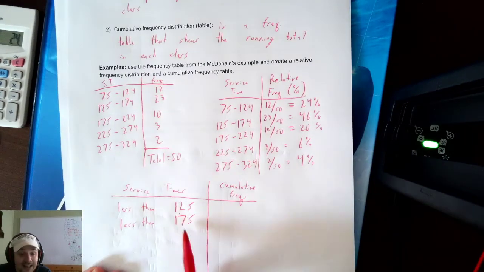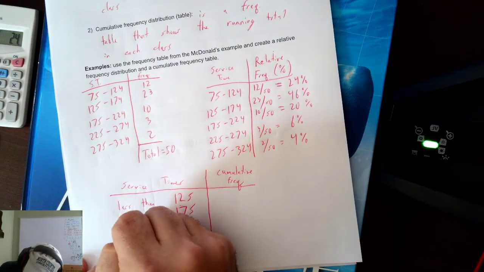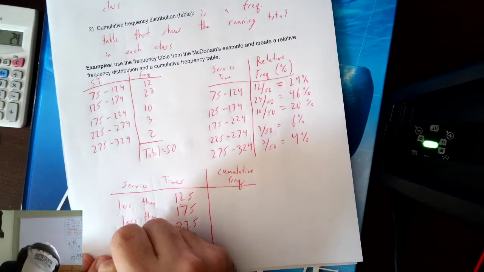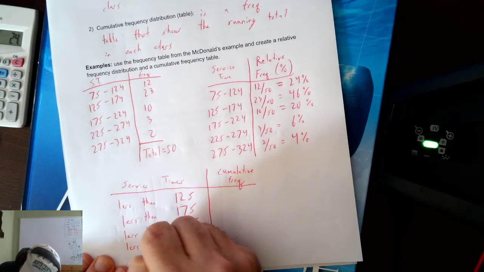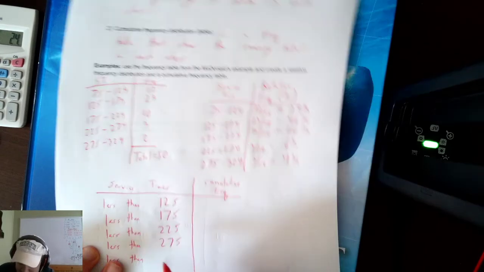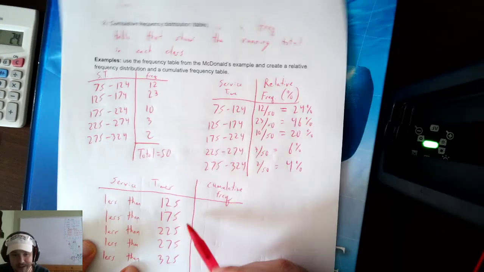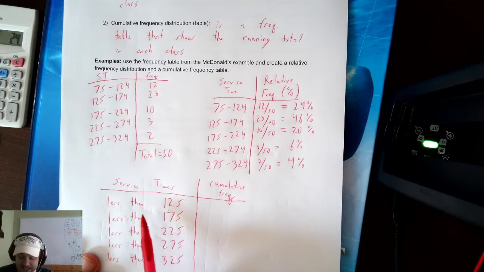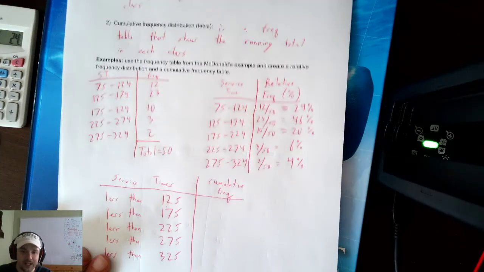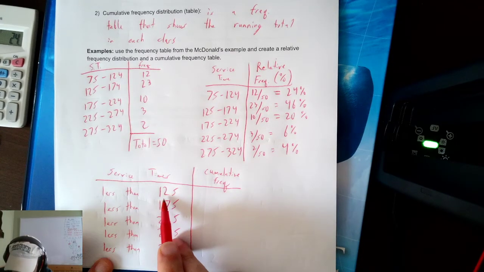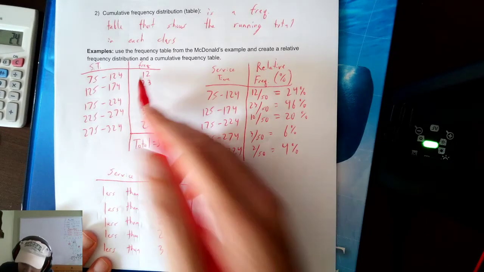Notice I'm keeping inequalities, and I'm going to follow that pattern. My third category will be less than 225. My fourth will be less than 275. And my last one will be less than, it ends at 324, so my value would be 325. Notice we're using the next category's lower limit and the words less than. Now, we need to keep a running total. How many numbers were less than 125? Well, that's only these 12 in the first category.